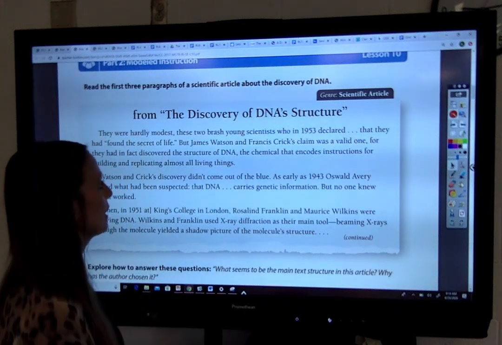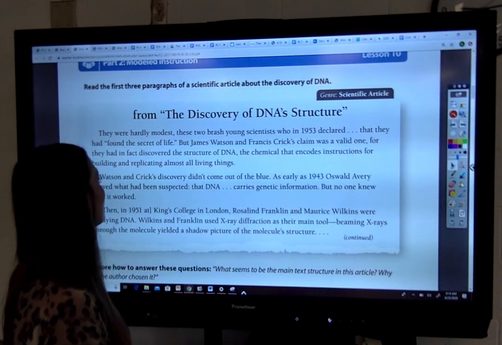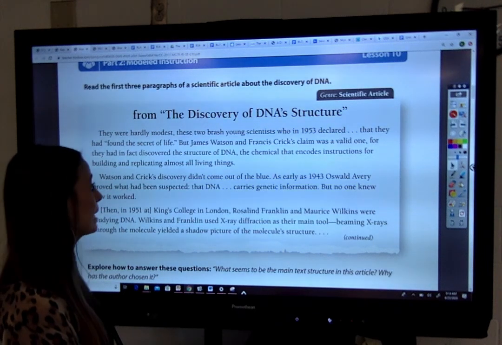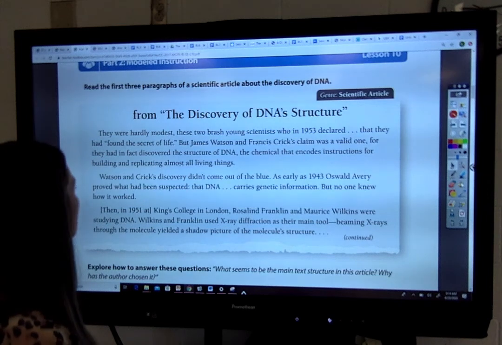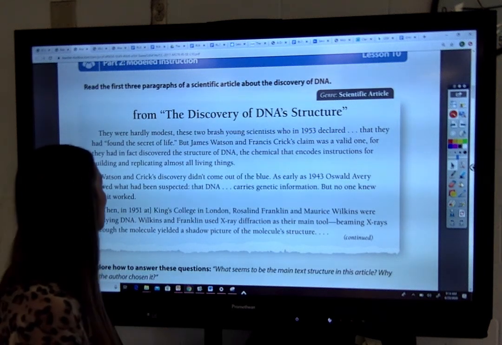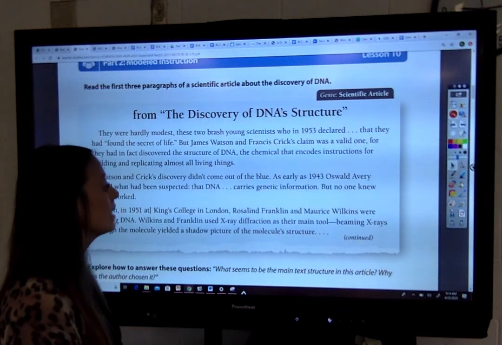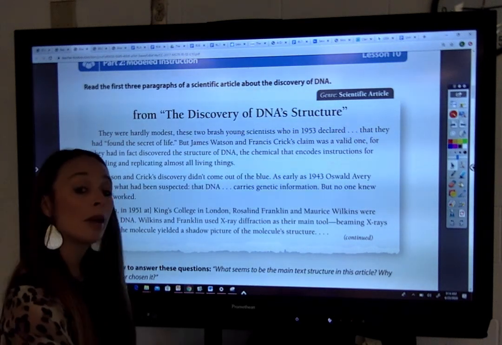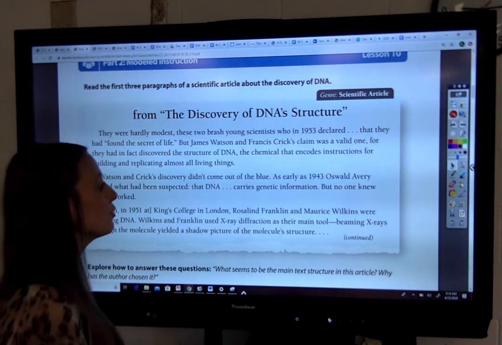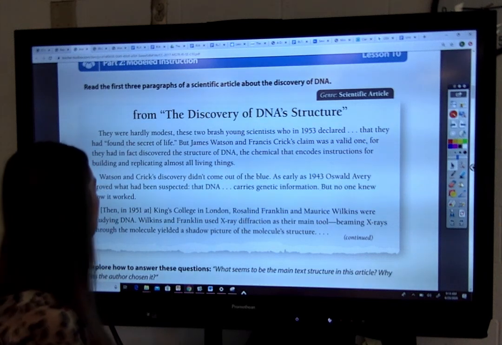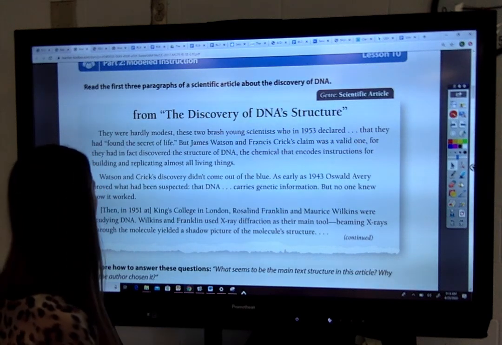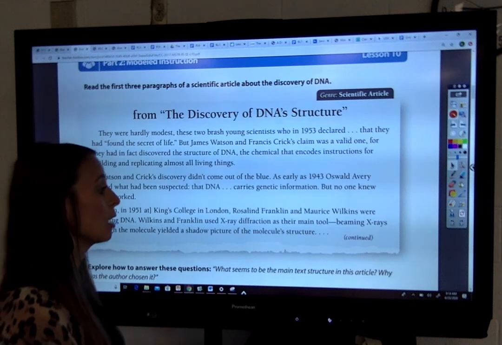But James Watson and Francis Crick's claim was a valid one, one that had in fact discovered the structure of DNA, the chemical that encodes instructions for building and replicating almost all living things. Watson and Crick's discovery didn't come out of the blue. As early as 1943, Oswald Avery proved what had been suspected, that DNA carries genetic information, but no one knew how it worked. Then in 1951, at King's College in London, Rosalind Franklin and Maurice Wilkins were studying DNA. Wilkins and Franklin used X-ray diffraction as their main tool. Beaming X-rays through the molecule yielded a shadow picture of the molecule's structure.